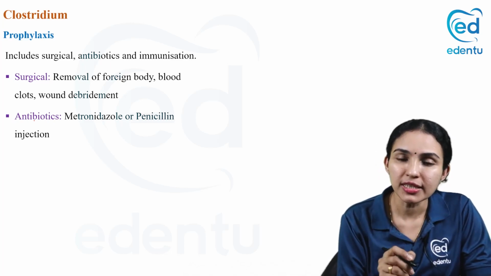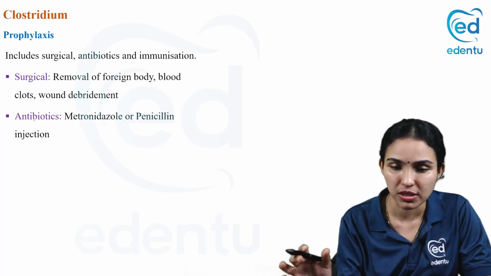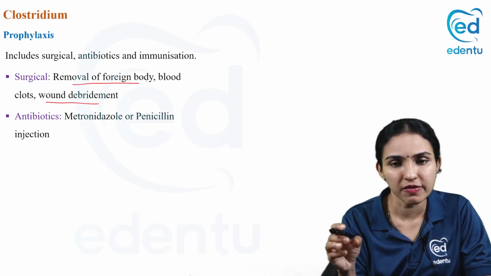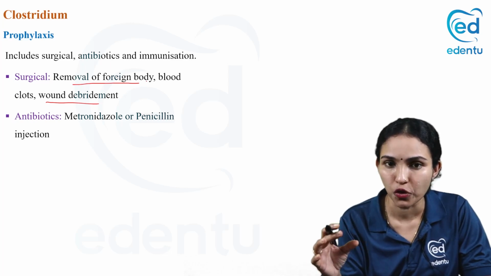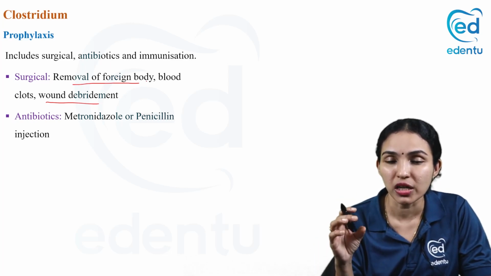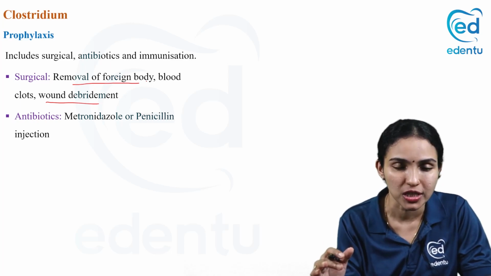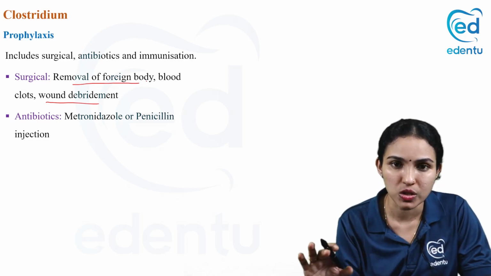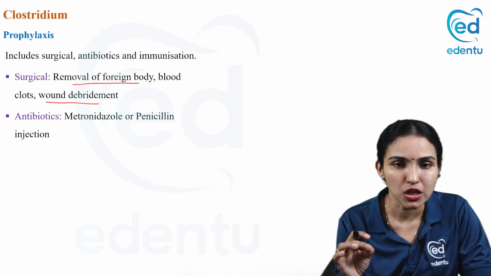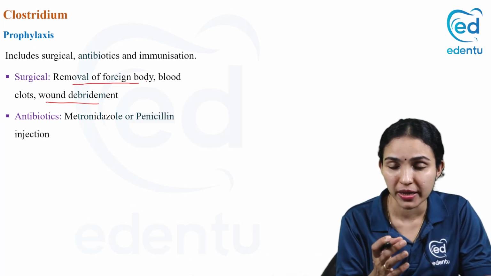So, for the surgical part, you have to debride the wound thoroughly, thorough wound debridement. That means you have to remove all the devitalized tissue, you have to remove the foreign bodies, blood clots, everything which can lead to a very low oxygen tension, the redox potential. You have to remove all those things. That is very important. After that, antibiotics come, like metronidazole or penicillin can be given. Metronidazole is very good for anaerobic bacteria.